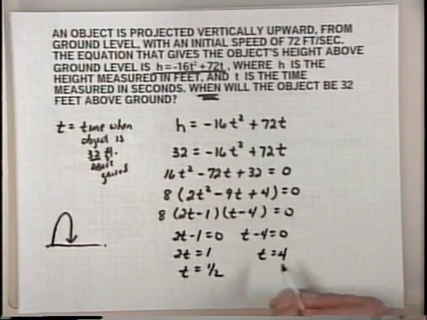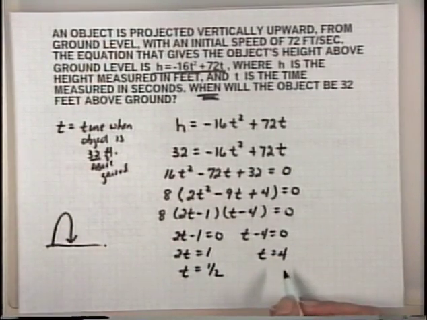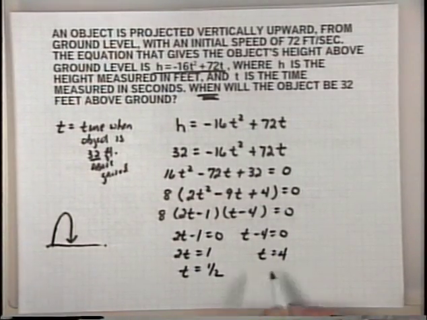Is it appropriate to have two possible solutions? I might mention that had we gotten one of these numbers to be negative, we would not use it, because time in seconds cannot be negative. These are both positive answers.